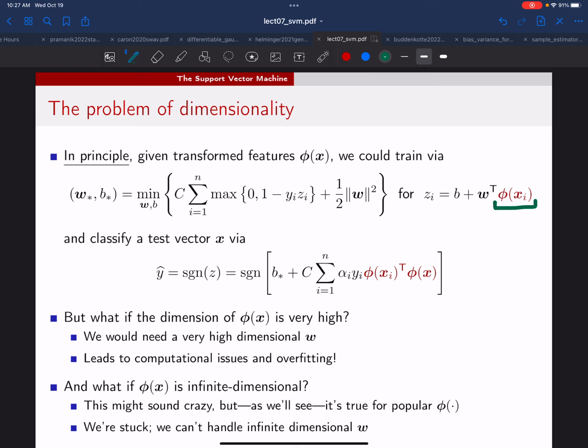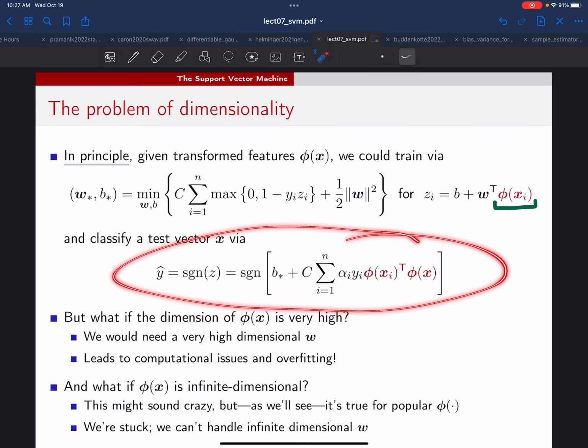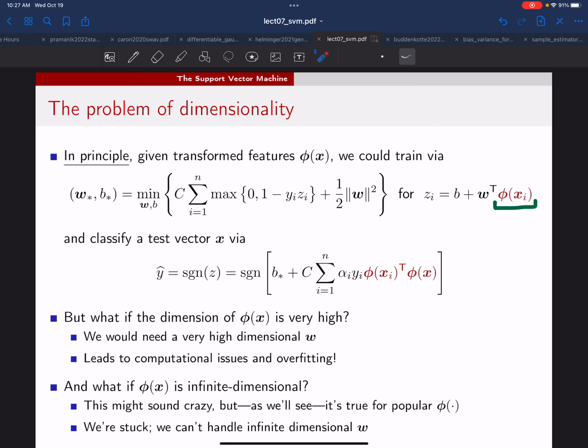And then we also saw this expression down here, which is what happens during classification. This used to be xi, this used to be x, but now because we do this nonlinear pre-processing, we have phi of xi and phi of x.